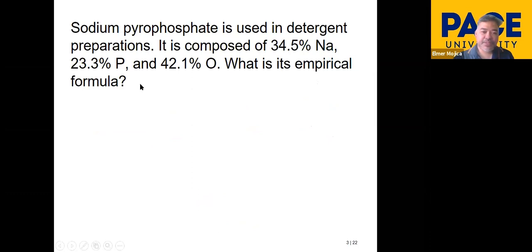So you have sodium pyrophosphate used in the detergent preparation. It's composed of 34.5% Na, 23.3% phosphorus, and 42.1% oxygen. So what is its empirical formula? First thing, assume 100 grams. So everything is converted to grams.